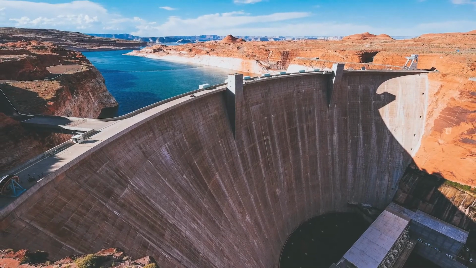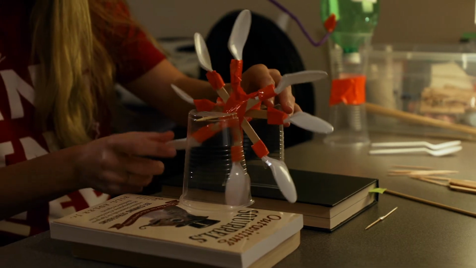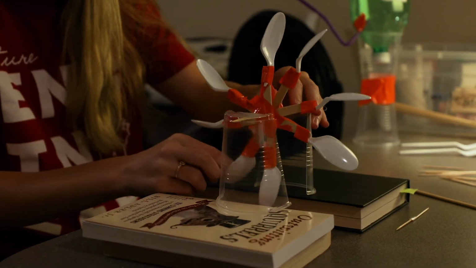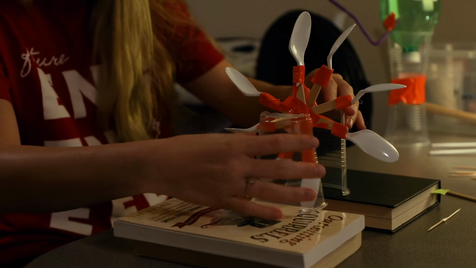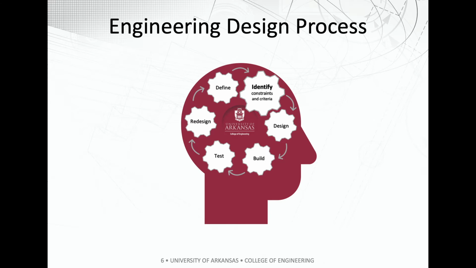forms of energy. For this project, we are going to use a water wheel as our turbine. This is a good example of how energy is conserved and transformed into different forms. Now let's get into our project. Here are the following materials you are going to need to complete the project. This brings us to the second component of the engineering design process, identify.